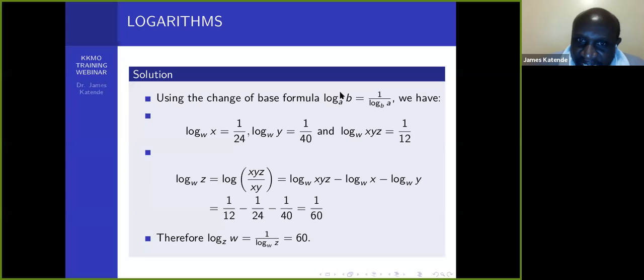So if you use again the change of base formula, we can get the log of w to the base z as 1 over the log of z to the base w, which is equal to 60. And that's what we were looking for. So you can actually play around with the index form and still get the same answer. This was just to make use of this change of base formula, but you don't have to solve it using the change of base formula. It's possible to play around with the indices and still arrive at the same answer.